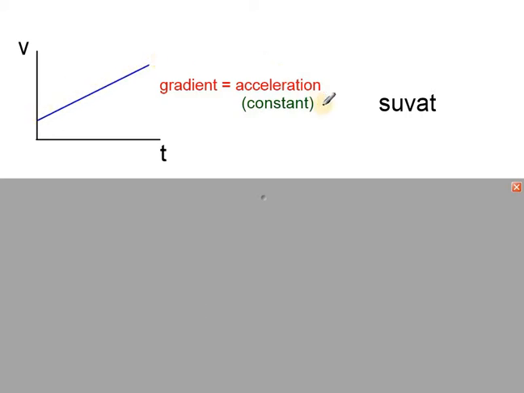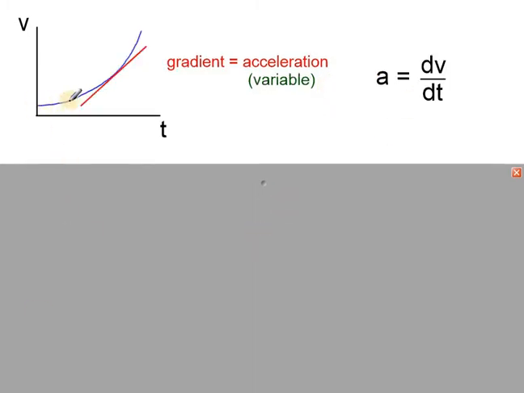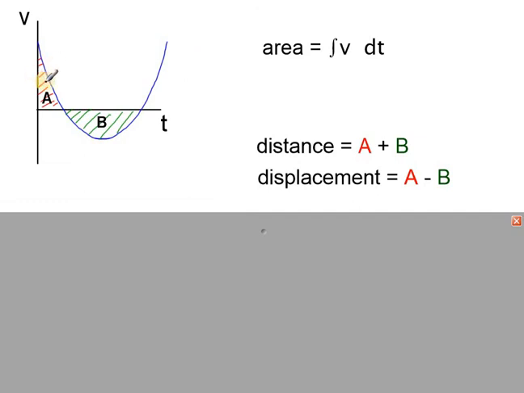So on a velocity time graph, if you have a constant gradient, it means you have a constant acceleration, so you can use suvat. Where the gradient is a variable, that means acceleration is a variable, so we use calculus. To work out the area, we use integration.